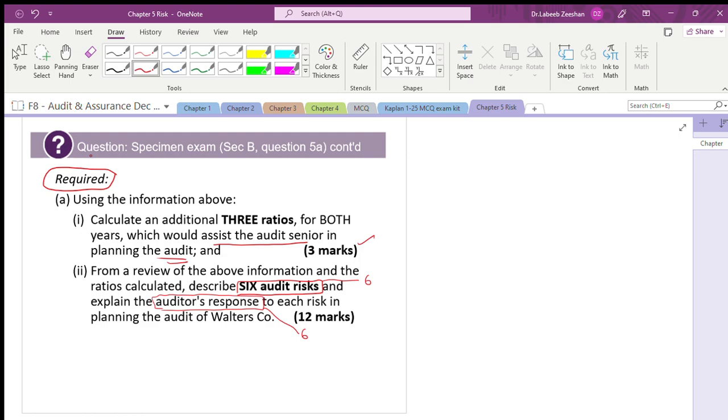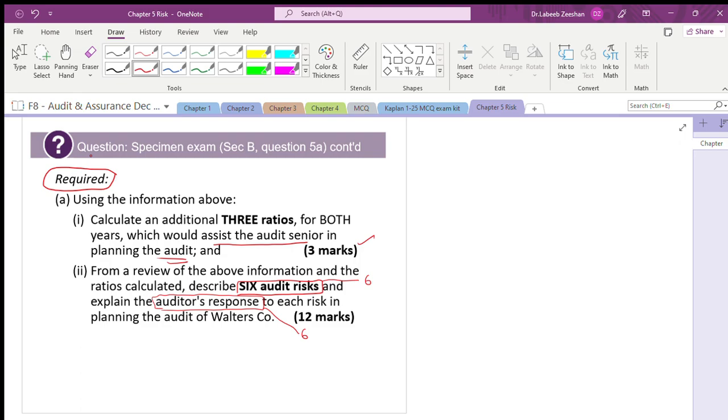Even when I am explaining the questions all through the classes till the end, first and foremost I will go through the questions first. Then I will come back to the scenario. Sometimes if I mistakenly go to the scenario, you have to remind me. That is what it says. Now we have to understand that we have to calculate 3 ratios, 6 audit risks, and 6 responses as such.